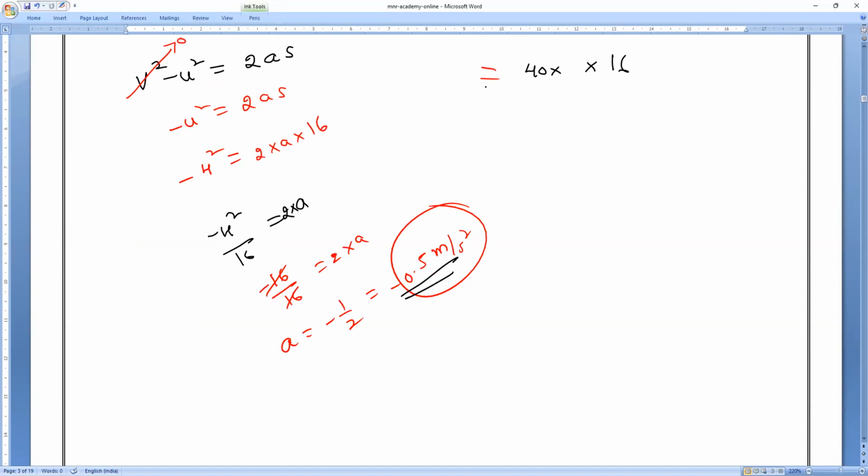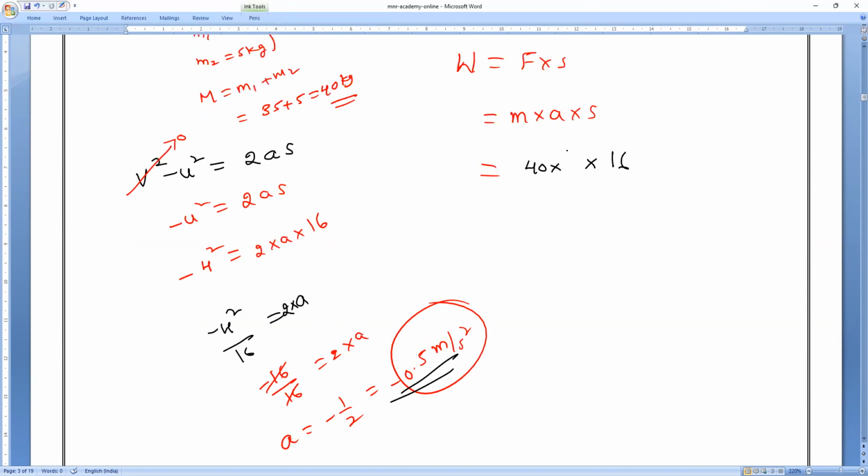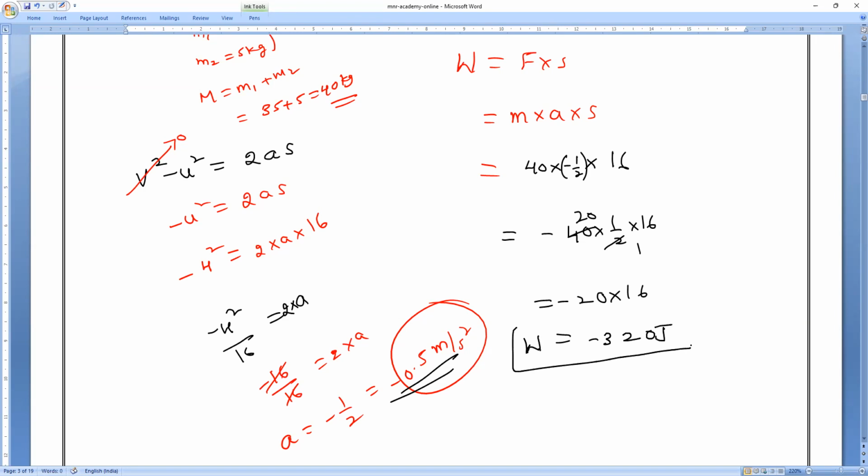So work done by the trolley is equal to minus 0.5. I will take the 1 by 2 only for acceleration. So minus of 40 into 1 by 2 into 16. 2 ones are 2, 20s are... So minus 20 into 16. How much is the answer? Total work done, 16 twos are 32. So how much is the answer? 320 joules. So work done by the trolley is 320 joules.